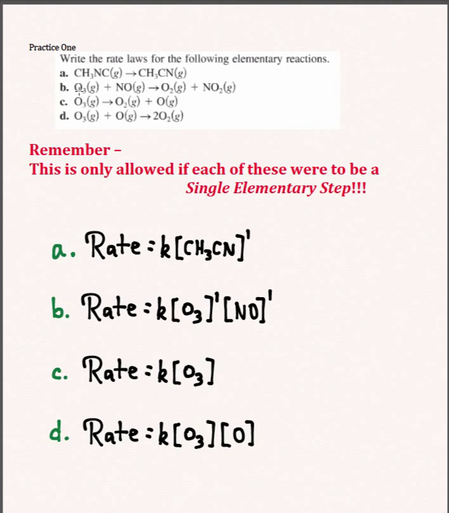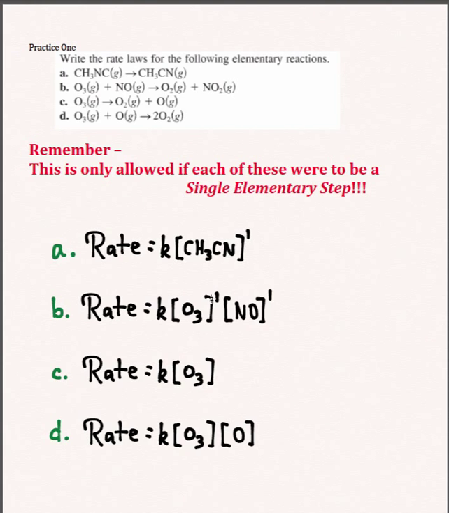And same story here on the O3. If there's only one O3 molecule in an elementary step, then I have one of those molecules to the first power. On the other hand, if two molecules are colliding, an O3 and an NO here in the second of the four reactions, then I'll have one O3 and one NO, each to the first power. That's 1 and 1.